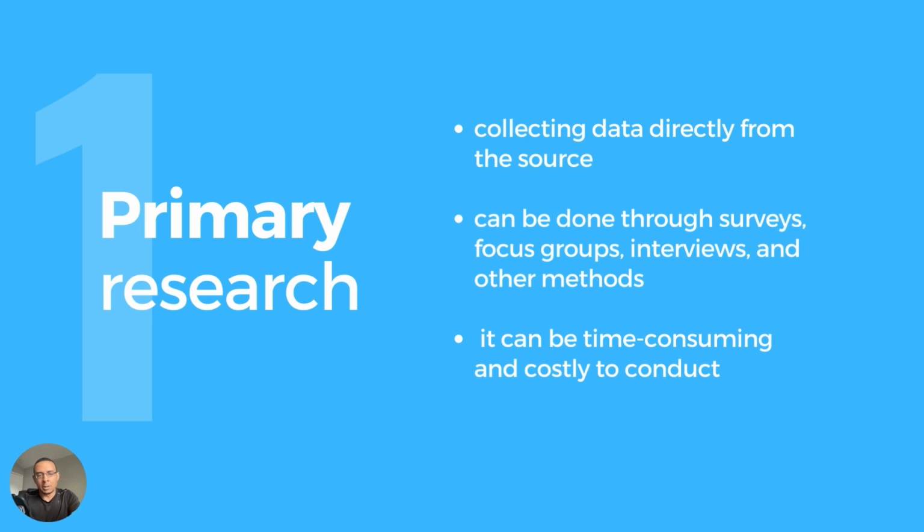I want to go over 7 ways on how market research is performed. Let's get right into it. So the first type is primary research. This involves collecting data directly from the source. Now this can be done through surveys, focus groups, interviews, and other methods. Now, the downside is that it can be pretty time consuming and costly to conduct.